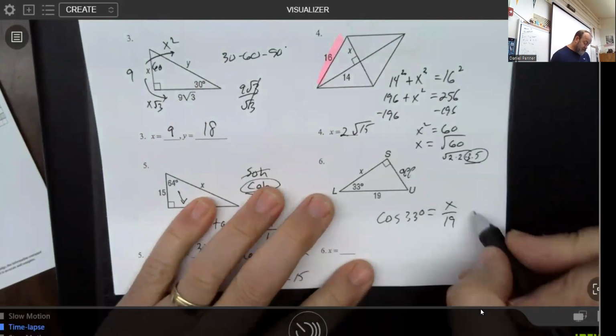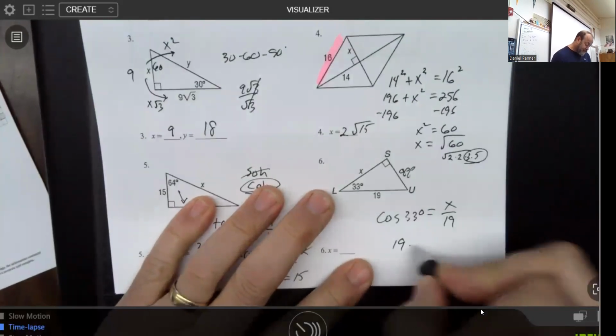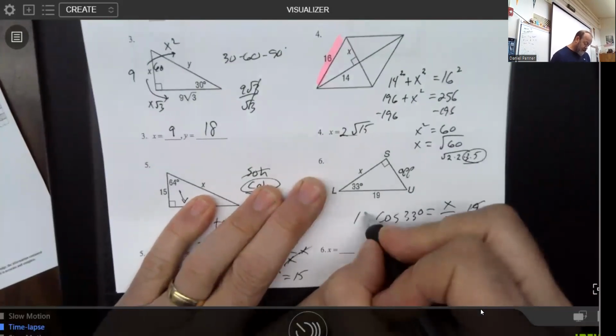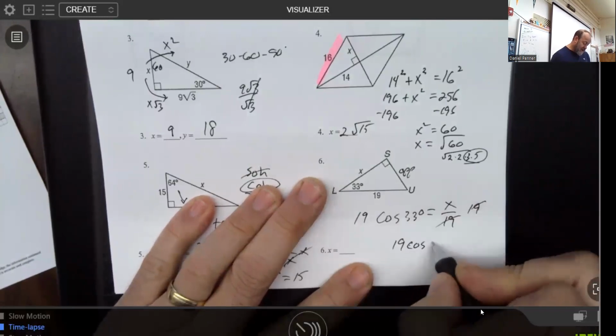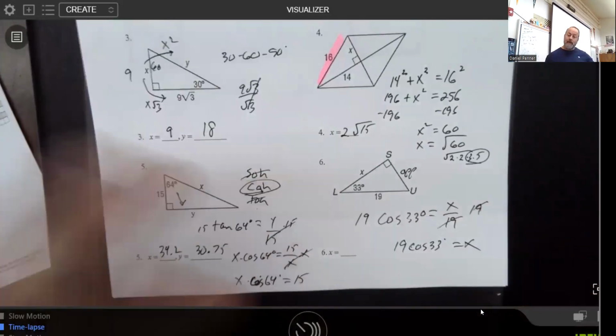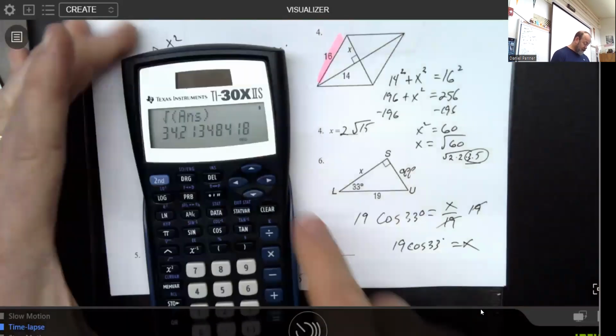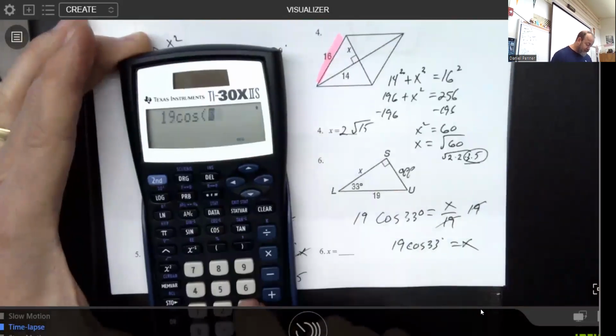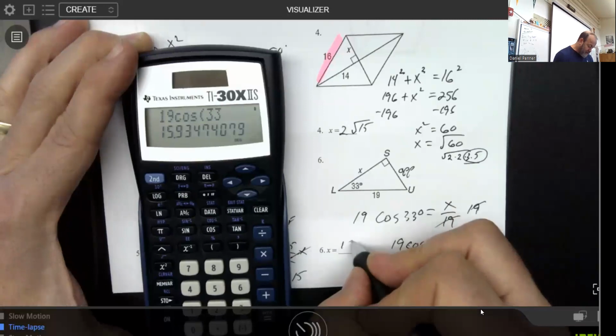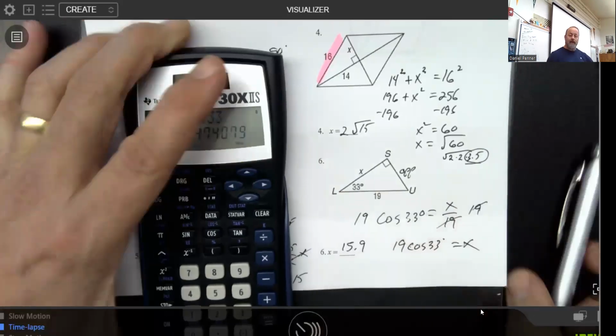So multiply both sides by 19, because that would make that cancel out. And so if I could take 19 and multiply it by the cosine of 33, I'd be done. 19 cosines of 33. And we're looking at 15.9 would be our answer.